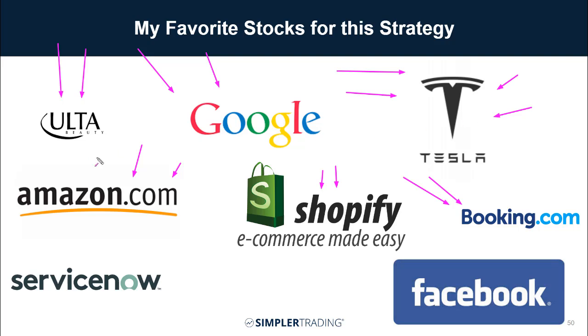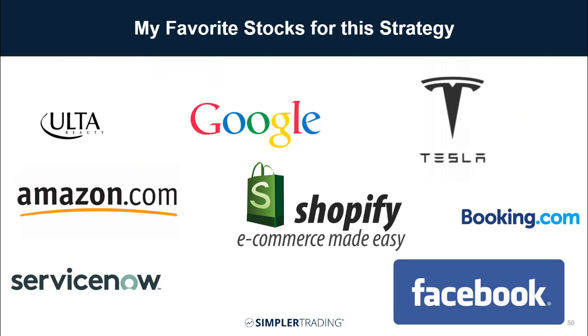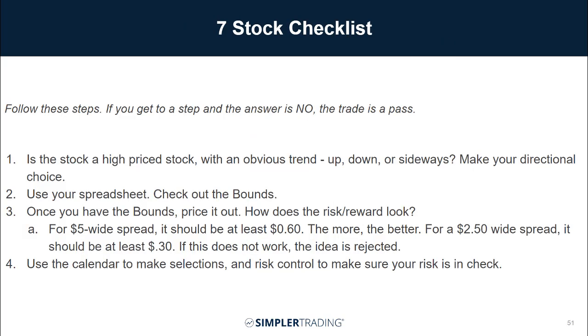Now, Tesla, I'm sure you've heard me talk about how I don't really have a ton of luck with Tesla. When I say that, I primarily mean trying to get the directional move, like the squeeze or something like that, but doing something with out of the money premium is a little bit different. ServiceNow is another one that has gotten pretty strong, and I do like this one a whole lot. We also have Facebook. So let's go ahead and dive in, and we're going to go through the process.